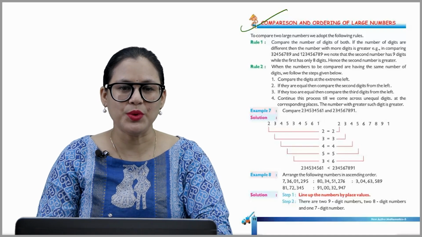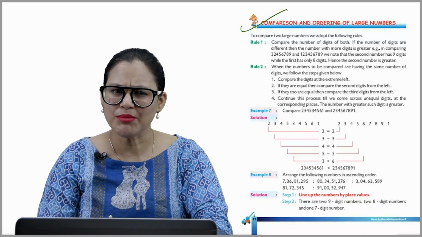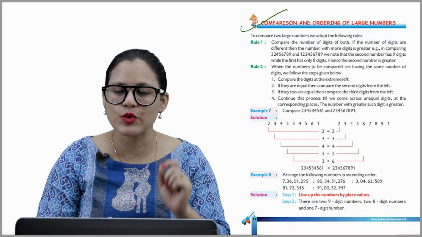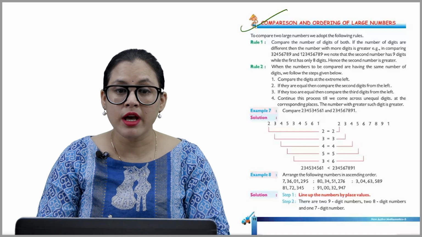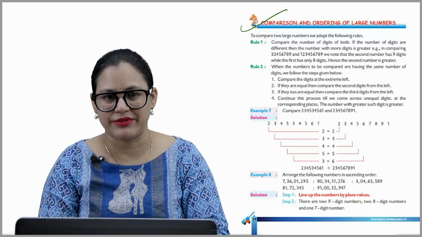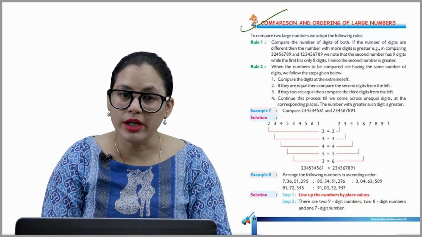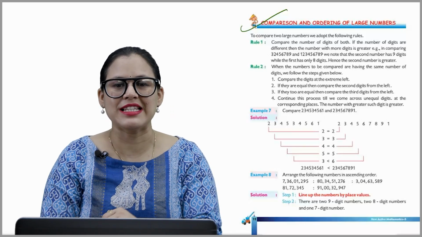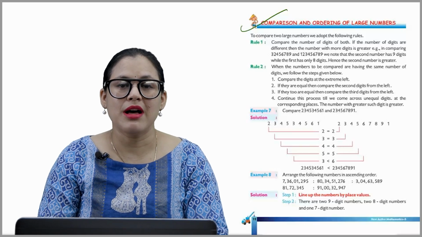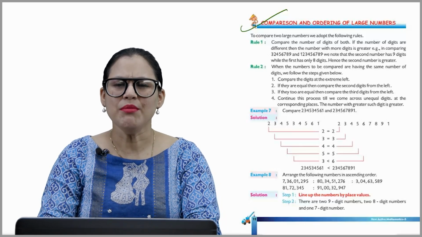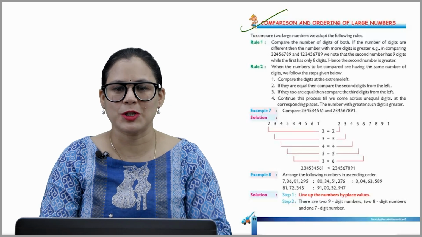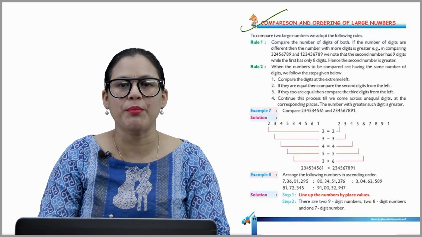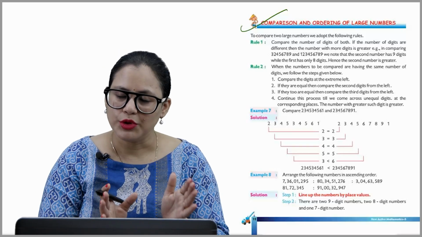Rule number 2: when the numbers to be compared have the same number of digits, we follow the steps given below. Number 1, compare the digits at the extreme left. Number 2, if they are equal, then compare the second digits from the left. Number 3, if those two are equal, then compare the third digits from the left. Number 4, continue the process till we come across unequal digits at the corresponding places. The number with the greater such digit is greater. In previous classes also, we have learned how to compare numbers. In this class, the rule is the same.